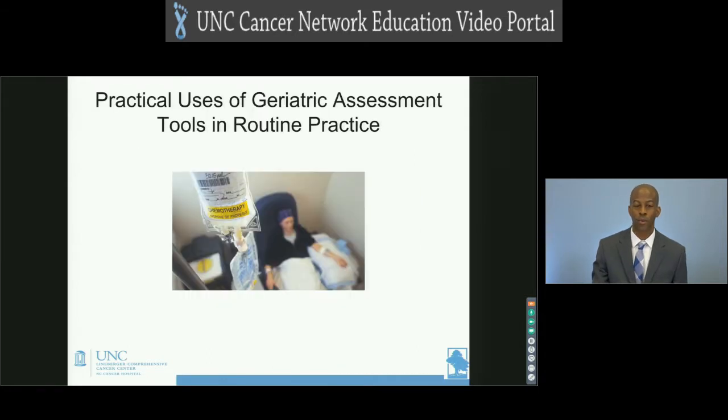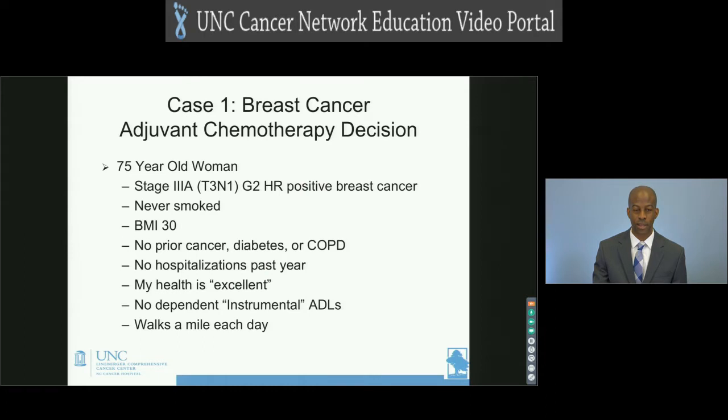And so now I'm going to walk you through some practical ways that we use this geriatric assessment in our clinical practice. So this is going to be the first question for you. We have a 75-year-old woman with stage 3A, so relatively high risk, cancer. This is a large tumor, and it's involving the lymph nodes, so the risk that this cancer has spread elsewhere and could come back is fairly high. It's a grade 2 hormone receptor positive breast cancer. She's a never smoker. She has a BMI, body mass index, of 30. She has no prior cancer, diabetes, or COPD. She's never been hospitalized in the past year. She self-rates her health as excellent, and she has no dependencies in instrumental activities of daily living. And she's able to walk a mile each day.